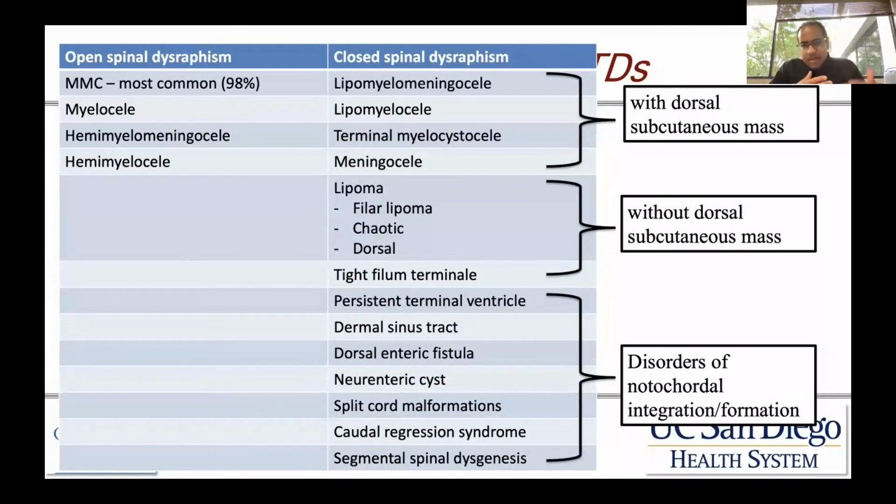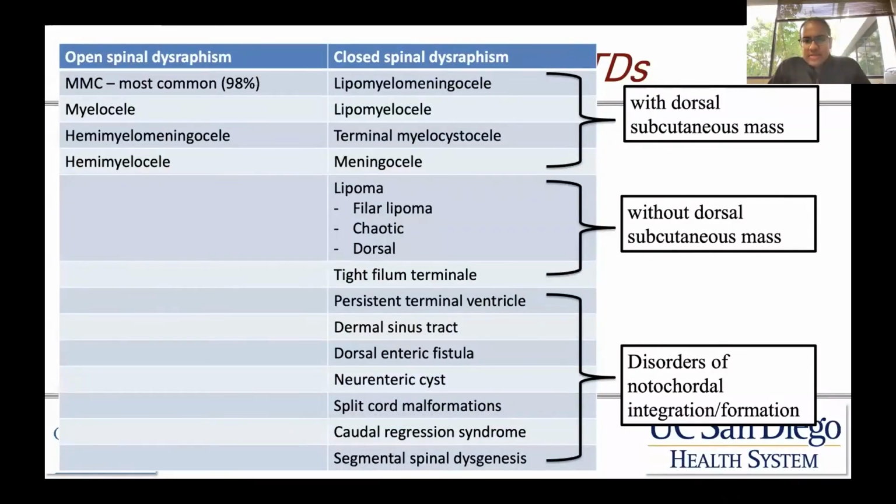And again, I like to think about things really simply. So when I think about a closed neural tube defect, I'm going to ask the question, okay, is there a dorsal subcutaneous mass or is there not a dorsal subcutaneous mass? So those with a dorsal subcutaneous mass include those with a lipomyelomeningocele, a lipomyelocele, terminal myelocystocele, and a meningocele.